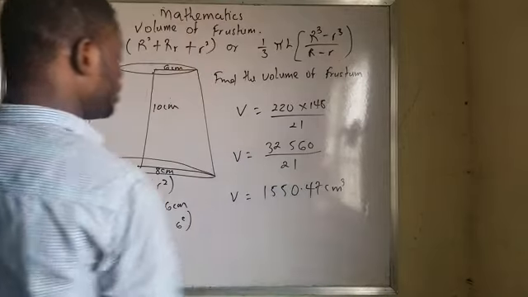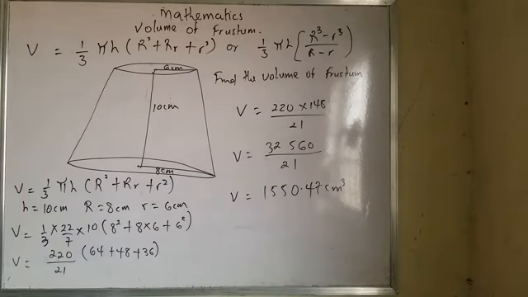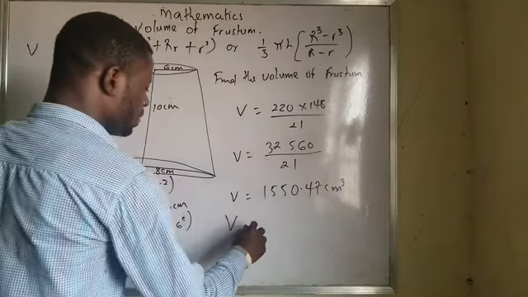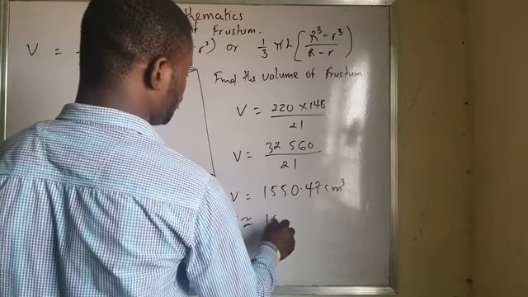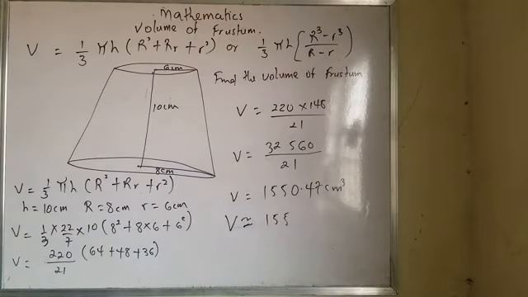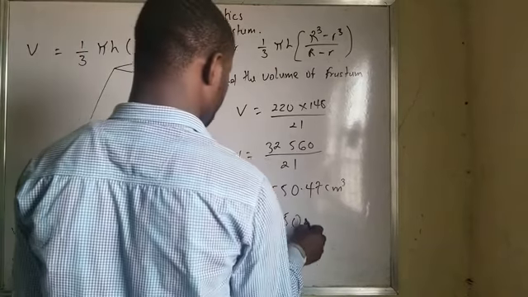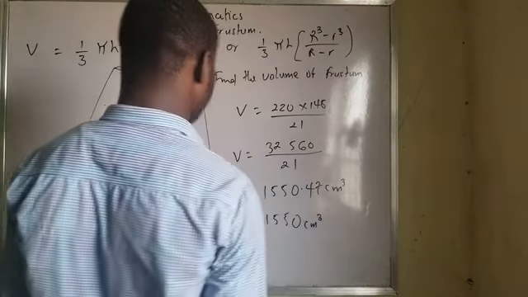Now, approximate to nearest whole number. It means my volume will be approximately equal to 155 centimeter cube, because 0.7 rounds up. That is all about that.